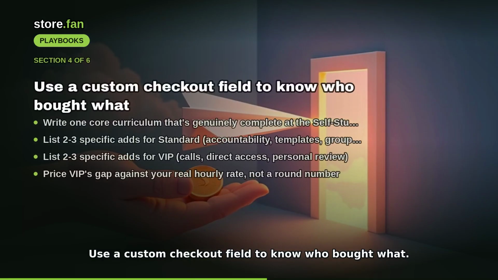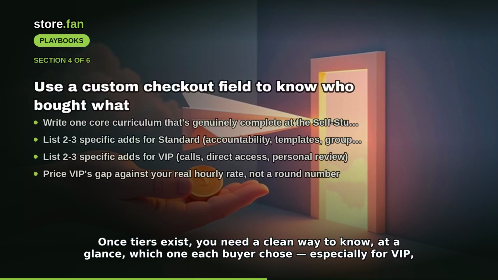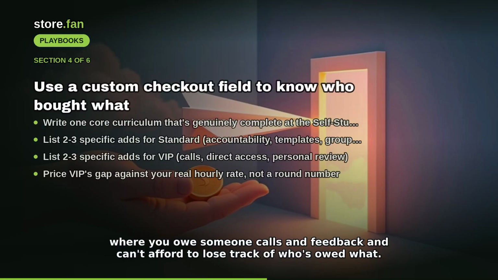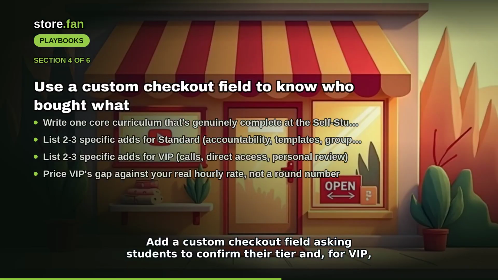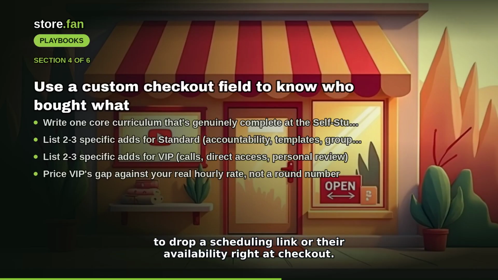Use a custom checkout field to know who bought what. Once tiers exist, you need a clean way to know at a glance which one each buyer chose, especially for VIP, where you owe someone calls and feedback and can't afford to lose track of who's owed what. Add a custom checkout field asking students to confirm their tier and, for VIP, to drop a scheduling link or their availability right at checkout.